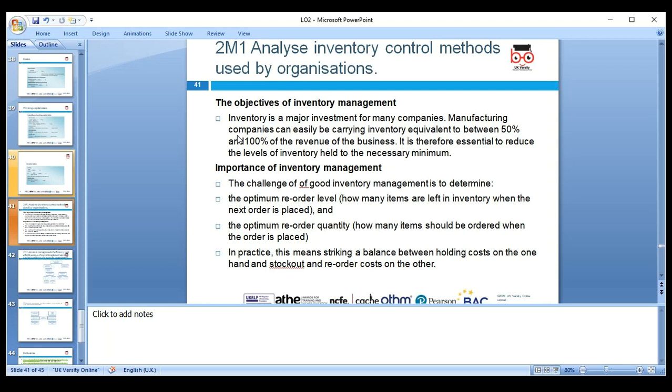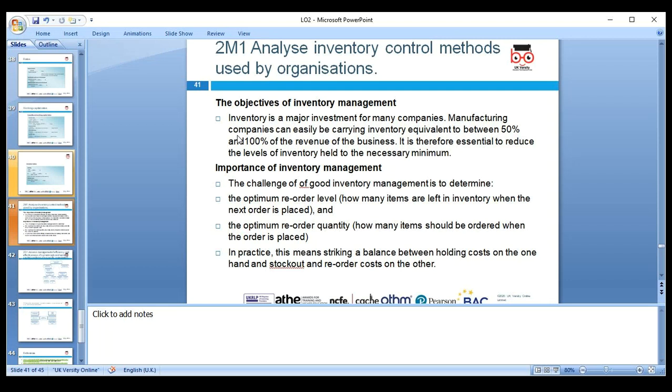So many businesses do not fail because they don't have sales, they fail because they don't have cash. That's why, because they can't meet the commitments to the workers, the suppliers, and the various stakeholders.